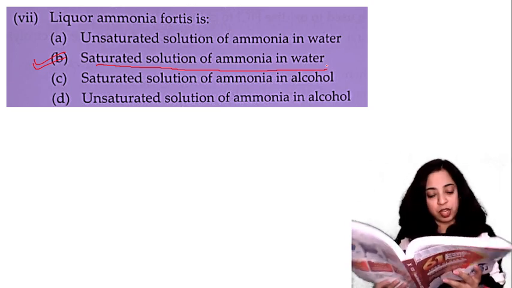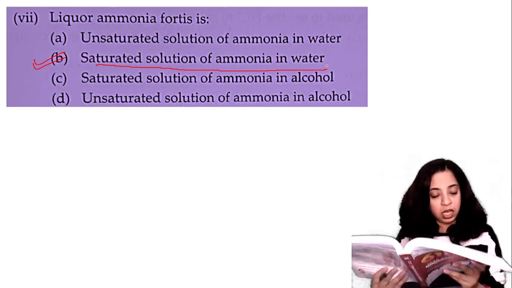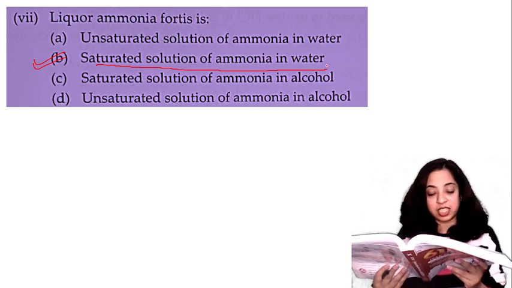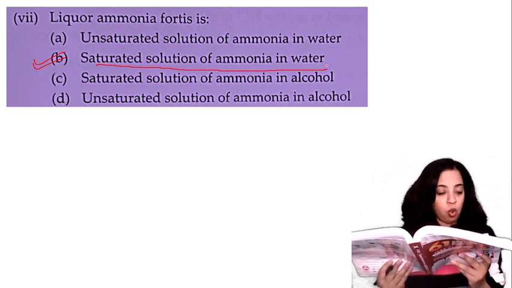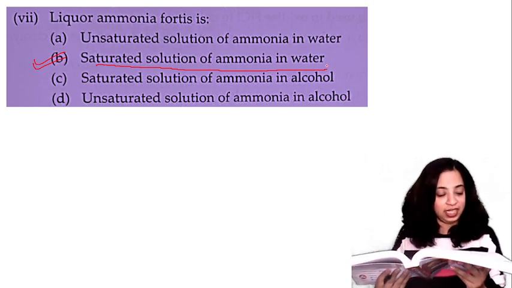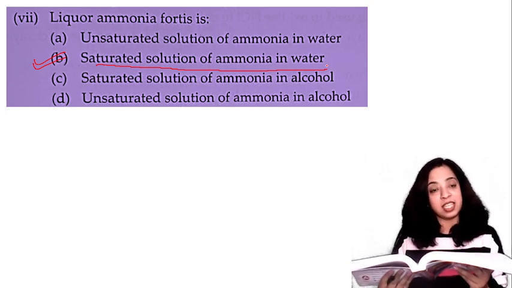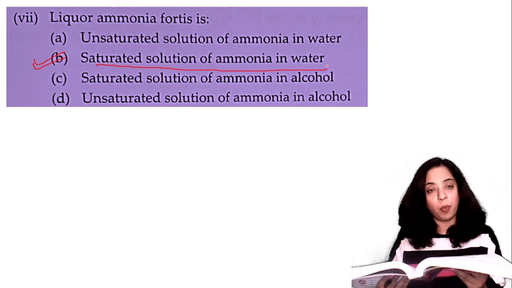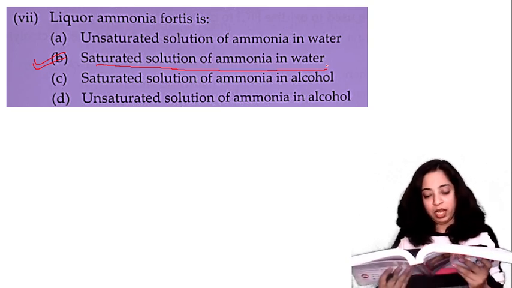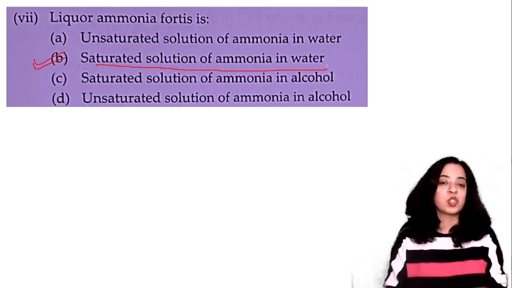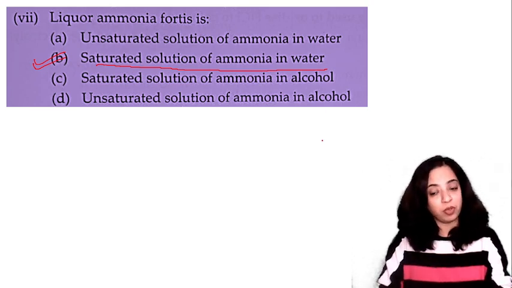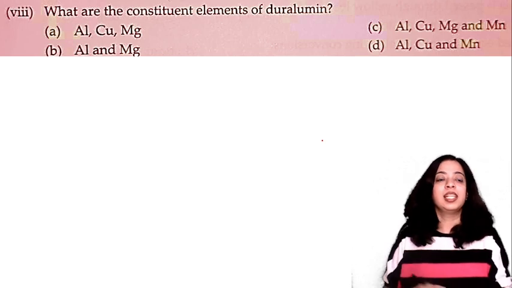Liquor ammonia fortis is a name given to the saturated solution of ammonia in water, and it is also known as 880 ammonia because it has a density of nearly about 0.880. It is always stored in tightly stoppered bottles in a cold place. So they give you important information about this as well. Let's see the next question.